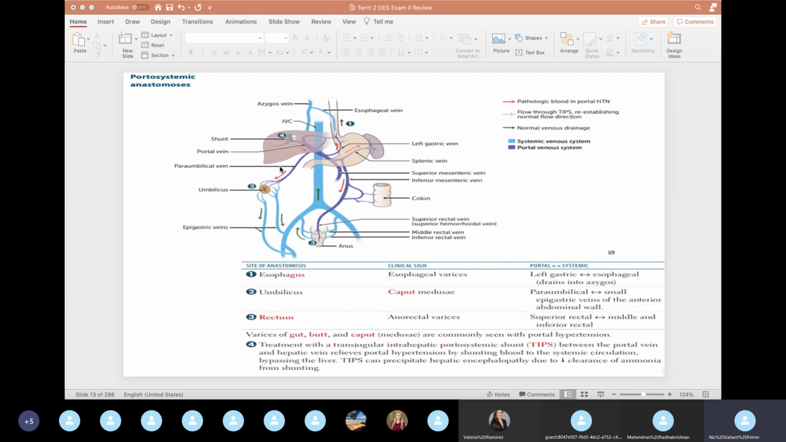Next, umbilicus. Let's look at the umbilicus here. What's the clinical sign? Caput medusae, right?